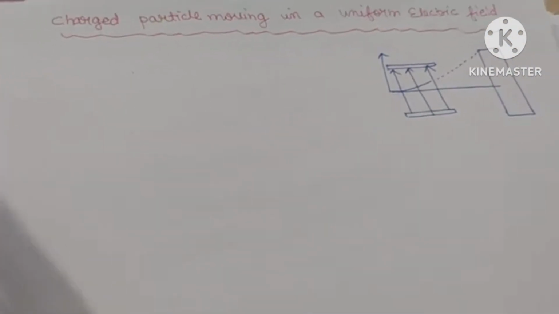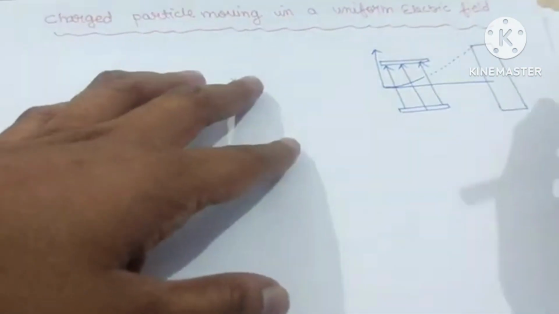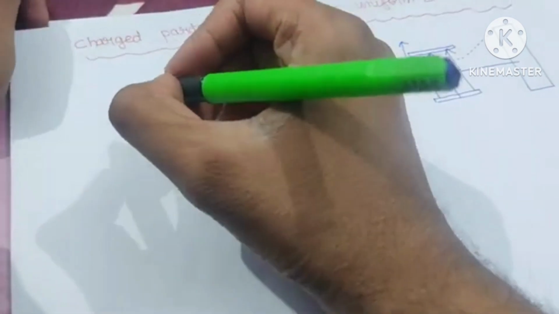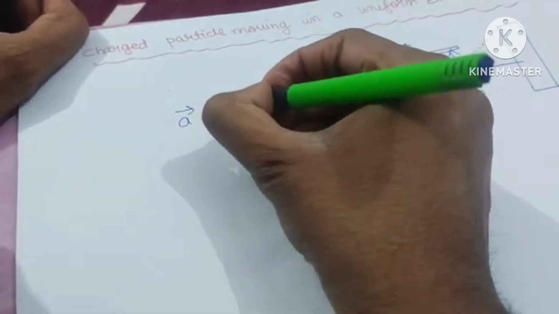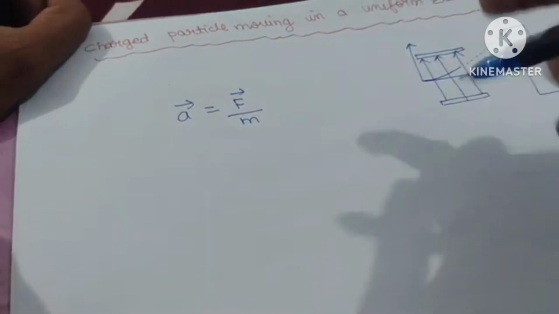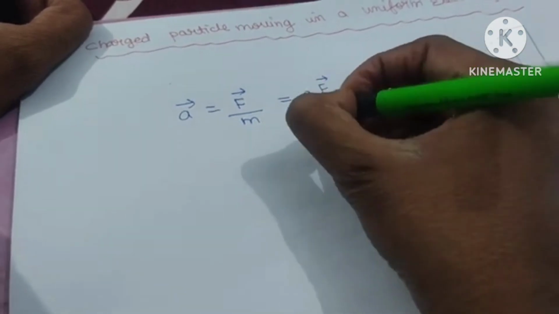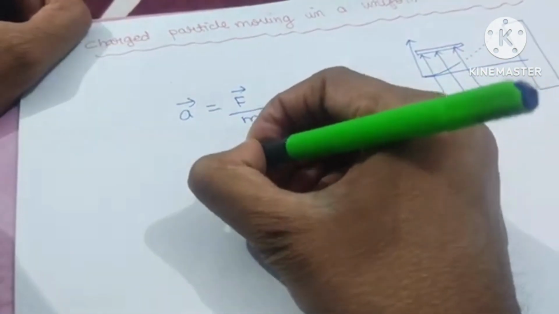Hello friends, today we'll learn the concept of how a charged particle moves in a uniform electric field. So let's go. We should know the acceleration: a is F by m, and we know the electrostatic force is qE, so a equals qE by m. Now apply the formula S equals ut plus half at squared.